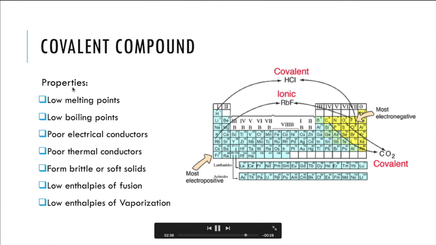Because of their low melting points, many molecular compounds are liquids and gases at room temperature. Solid covalent compounds tend to be soft or brittle because the covalent bonds are relatively easy to break. The shared electrons within the compound limit electron mobility, so covalent compounds don't conduct heat or electricity as well as ionic compounds.